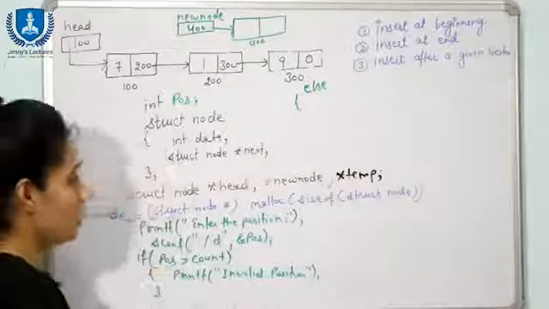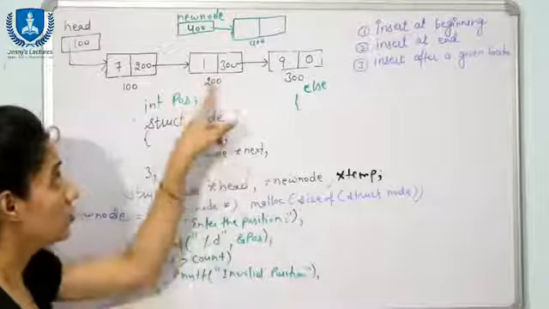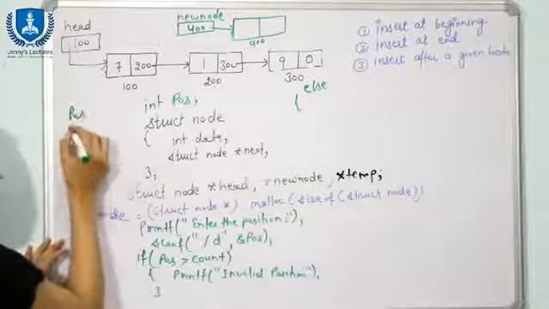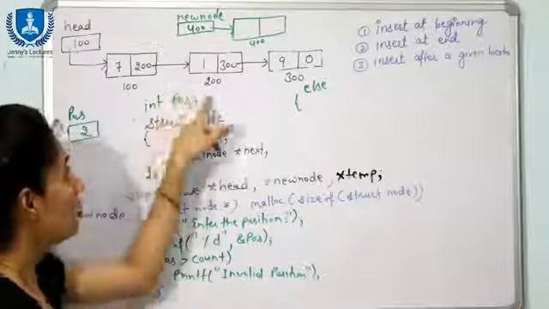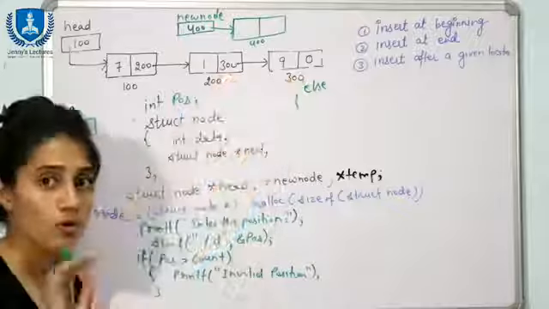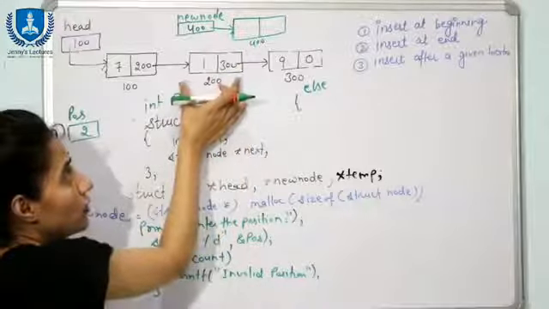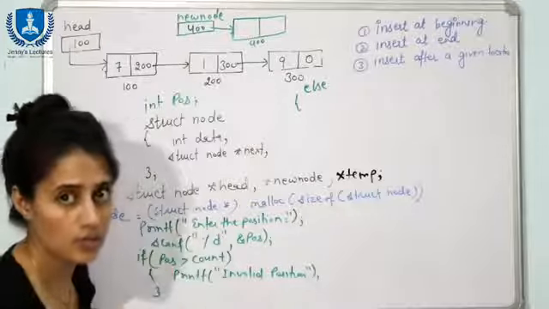Now suppose the user has entered position 2, and after position 2 I want to insert. So now position is a variable and it is going to contain 2, right, 1, 2. After this node I want to insert. So now we cannot directly insert here. First of all you have to reach this position, and after that you can insert, right.